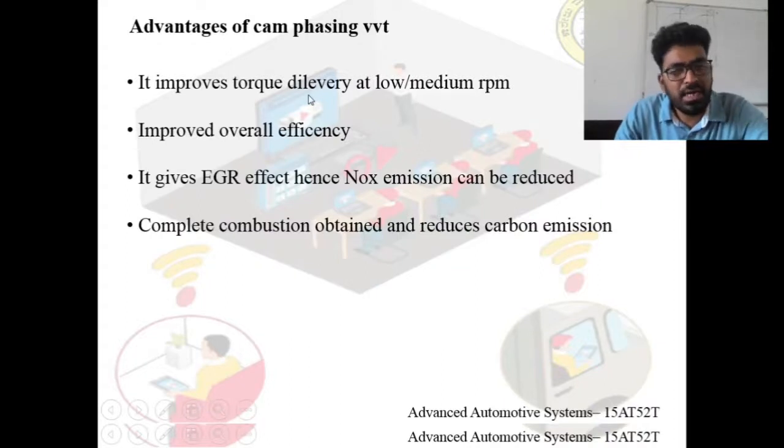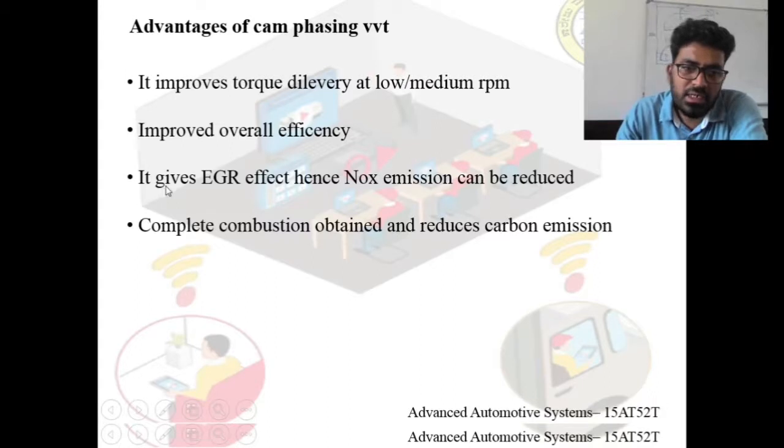As it is the same as for cam changing VVT, it improves the torque delivery at low or medium RPM. Low or medium RPM means at that time low RPM. In normal engines, they have very low torque. Because of advanced opening of valve, the engine can deliver more or advanced torque for the engine at low or medium RPM, and improves overall efficiency, and it gives EGR effect, hence NOx emission can be reduced.